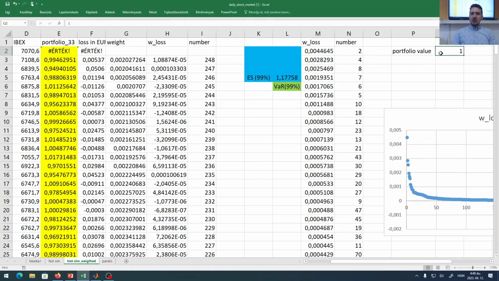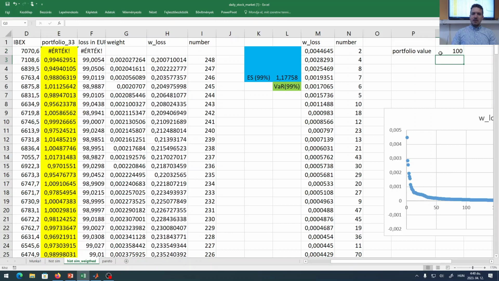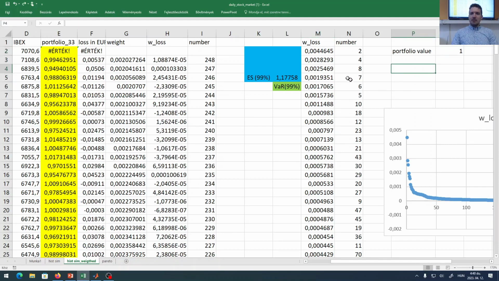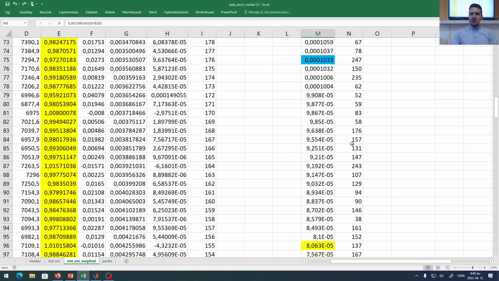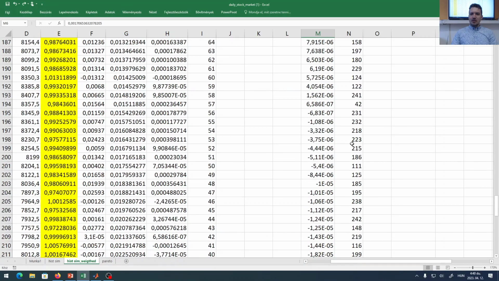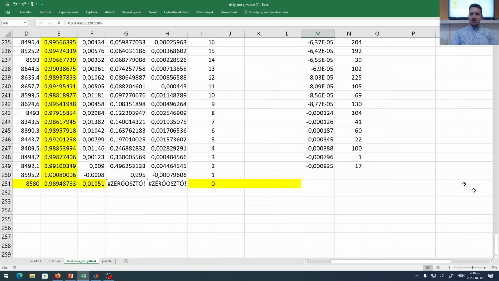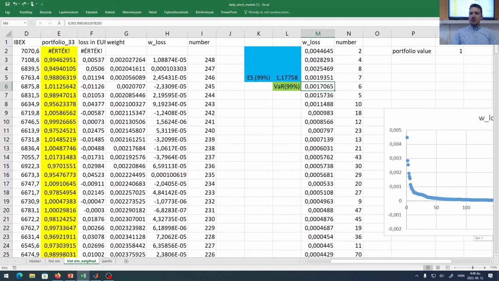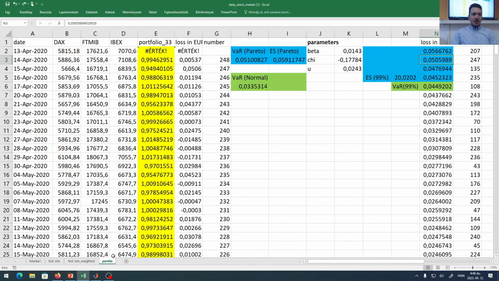So if you just increase it to 100, now it's not able to interact because this part is separated, but in other cases we would be able to see this. And so the same calculation is happening here as well.